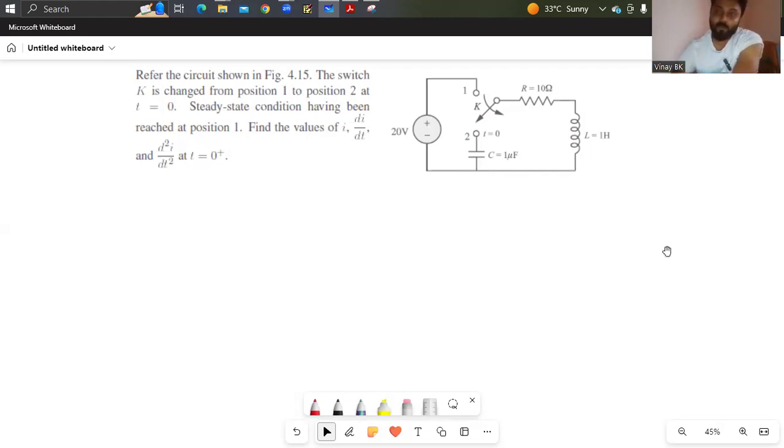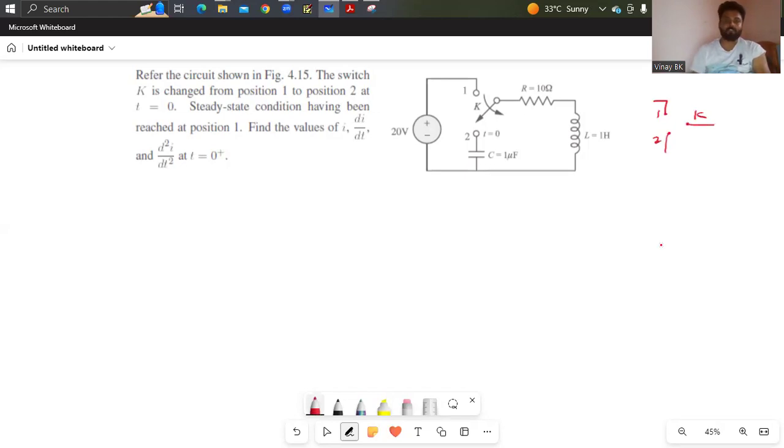So let us consider one more problem now. Therefore the circuit shown in the figure, the switch K. See now we'll be having three conditions. One, and here it is two, and the switch is here, that is K.